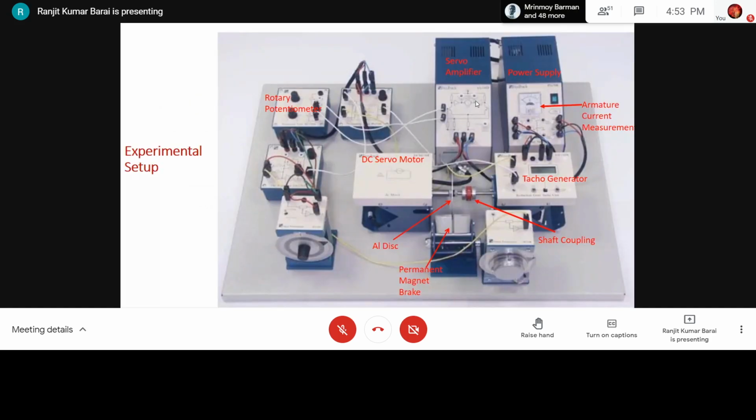Now, this is the experimental setup that we have in our laboratory, though I have taken it from the data sheet or user manual of that experimental setup. It is given by Feedback Systems UK. This is the DC servo motor, and the actual DC motor is just below this cover.